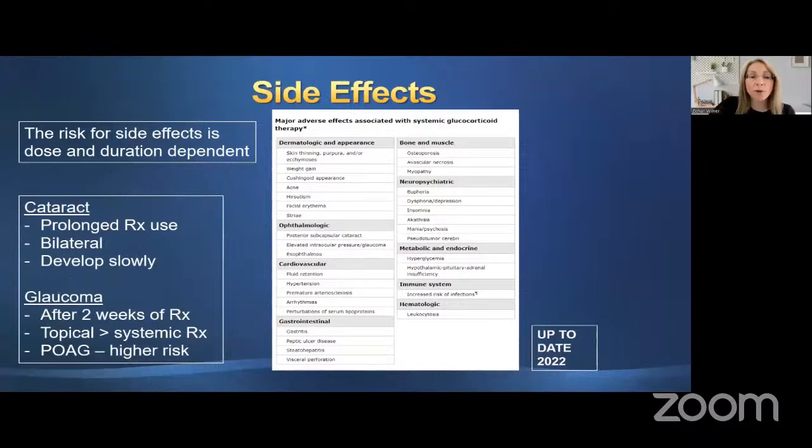Regarding side effects, the risk for side effects is dose and duration dependent, and there are various side effects that may harm any organ in the body. Regarding ocular side effects, cataract will develop with prolonged systemic use. In most cases, the cataract is bilateral and develops slowly. Regarding glaucoma, this may be seen after 2 weeks of systemic treatment, and with topical treatment there is a higher chance for developing glaucoma as compared to systemic treatment, and primary open-angle glaucoma is a high risk for glaucoma development.